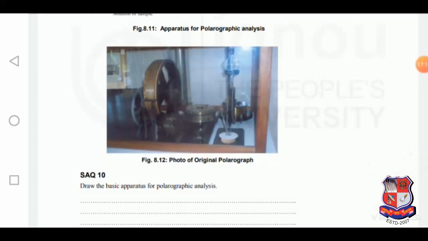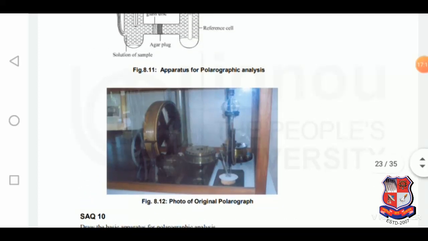This is a photo of the original polarogram developed in the time period between 1927 and 1930.